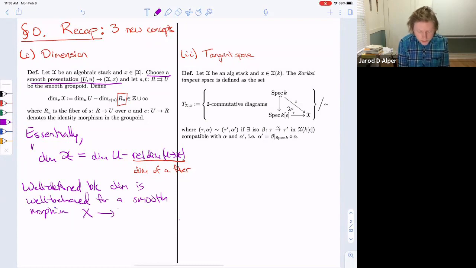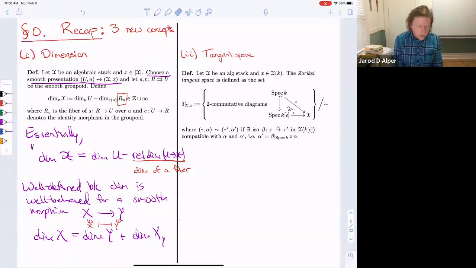So if you have a smooth morphism of schemes X to Y, then the dimension of X is the dimension of Y plus the dimension of a fiber, where you have a point X going to Y. Locally, essentially. Maybe I should say the dimension at X. And because the dimension is well behaved for smooth morphisms, we define the dimension for algebraic stacks so that it's still well behaved with respect to smooth morphisms. So this definition is forced upon us. So that is dimension.